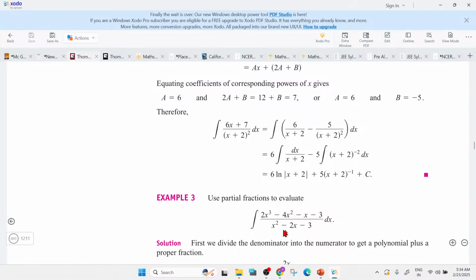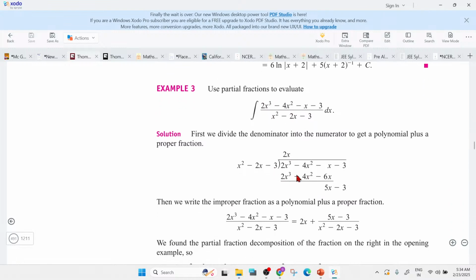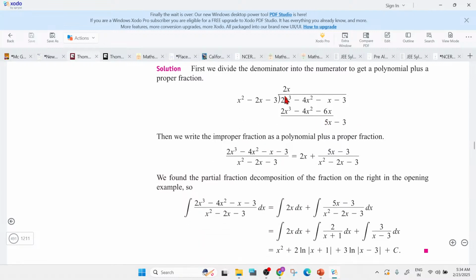See here. This is not a proper fraction, right? Because this is cube and this is square. What do you do? You divide the numerator by the denominator. You know how to divide, right? If you divide, you get this remainder. So you write this as the quotient plus the remainder by the denominator. Agreed?